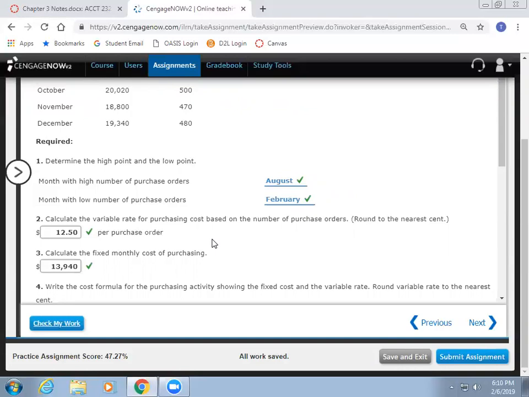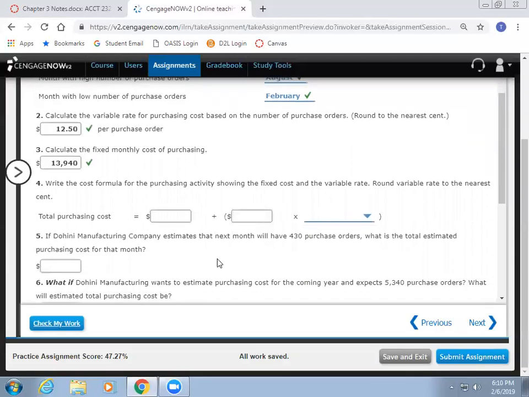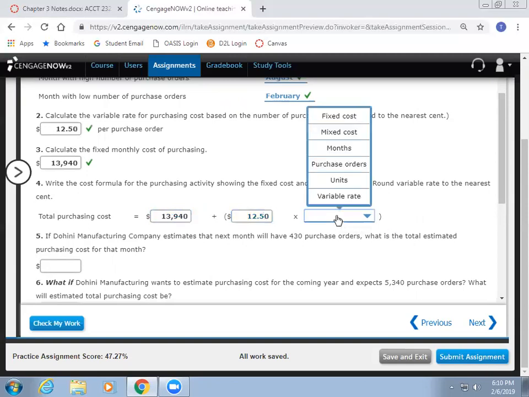So are there any questions on that at all? Does that make sense? Okay, perfect. You guys are good. So then it just wants us to write the cost function. Well, total purchasing cost equals fixed cost, $13,940, plus $12.50 times whatever our purchase orders are.